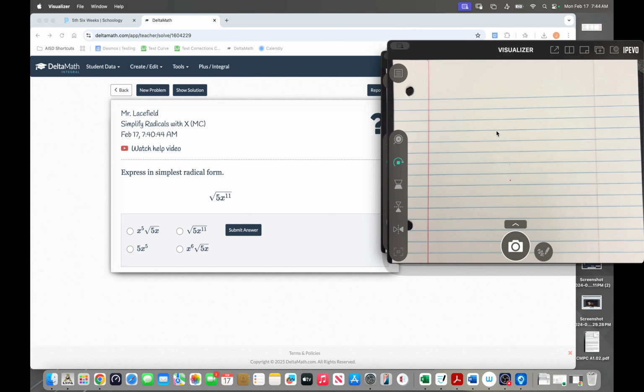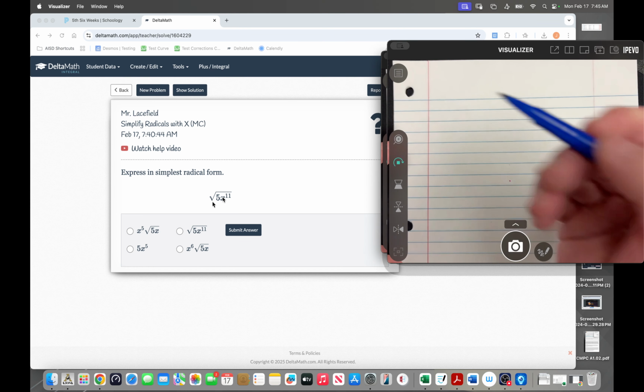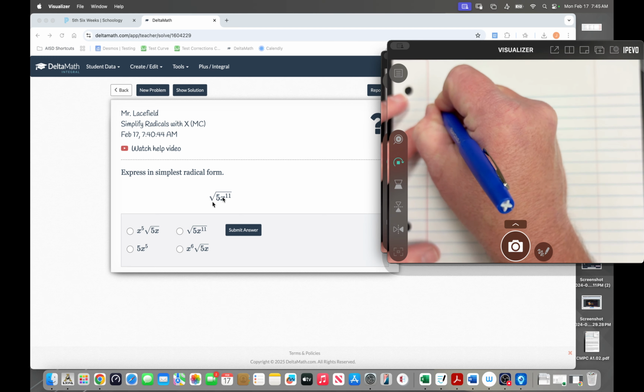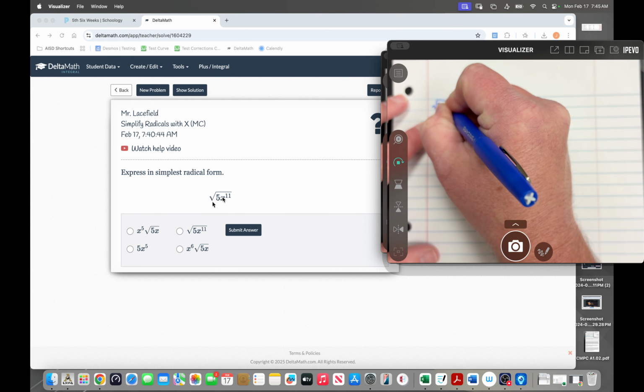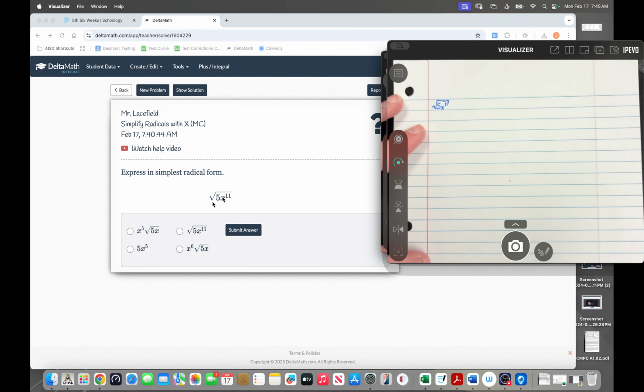Okay, good morning. We're going to be simplifying radical expressions. We have simplified radical expressions in the past where we had just a number on the inside of the square root, but this time we're going to have variables on the inside of the square root, and we're going to learn how we handle those. So for this problem here, we have the square root of 5 times x raised to the 11th power.